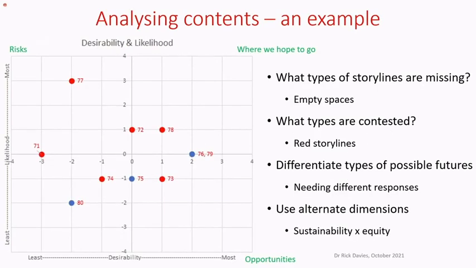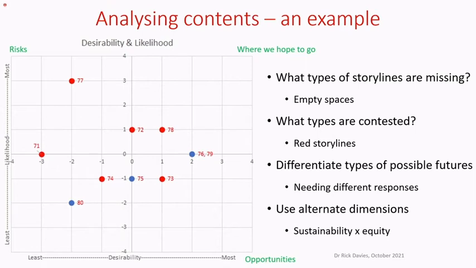So this is an example of a plotting of the results of the likelihood and desirability ratings. The points in this scatter plot are representing all the surviving storylines. And this should prompt a series of questions, including what types of storylines are missing? Are there some spaces in this scatter plot which are completely empty? Notably, for example, here, there are very few stories that are significantly both likely and desirable.